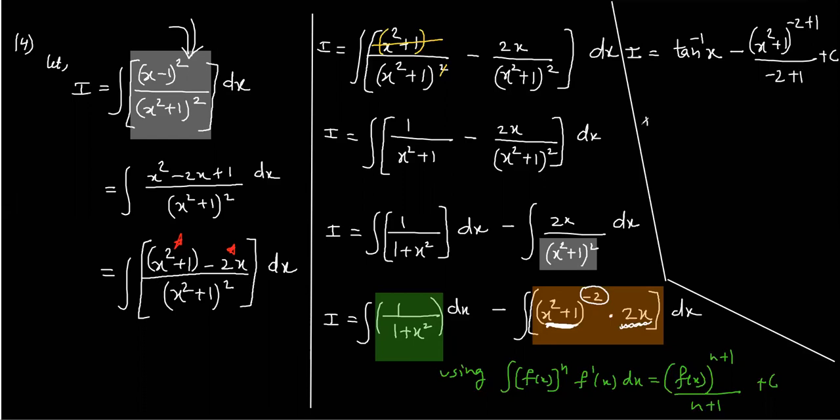So the final answer you get is I equals tan inverse of x plus, this will get you negative 1, and the negative 1 will change this sign, it becomes positive 1, and here you will get x square plus 1 raised to minus 1, that is 1 upon x square plus 1, plus c. This is the final answer. Okay, I hope you all have followed this.